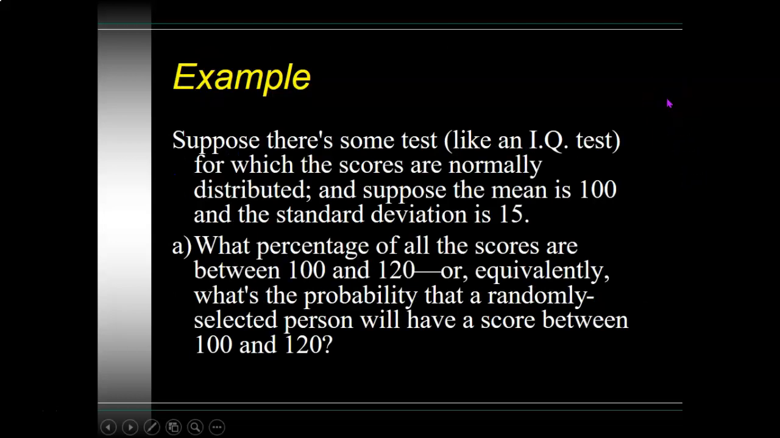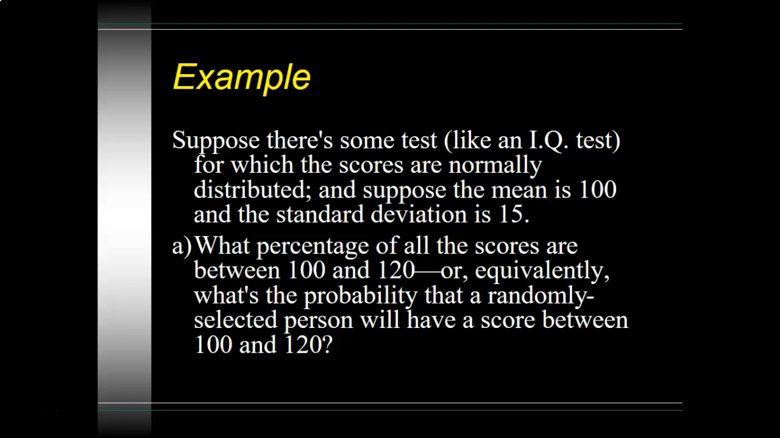So, for example, suppose there's some test, like an IQ test, for which the scores are normally distributed, and suppose the mean is 100 and the standard deviation is 15. What percentage of all the scores are between 100 and 120? Or, equivalently, what's the probability that a randomly selected person will have a score between 100 and 120?